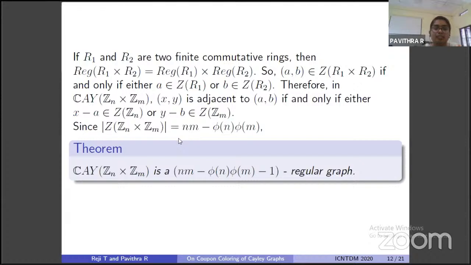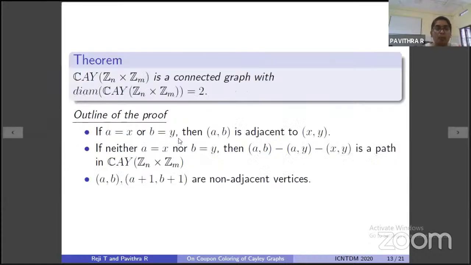Therefore, in the Cayley graph of Zn cross Zn, (x, y) is adjacent to (a, b) if and only if either x minus a belongs to the zero divisor set of Zn or y minus b belongs to the zero divisor set of Zn. Since we are looking for the degree of the Cayley graph of Zn cross Zn, and since the cardinality of the zero divisor set of Zn cross Zm is nm minus phi of n phi of m, where phi is the Euler phi function, the Cayley graph is a regular graph with degree nm minus phi of n phi of m minus 1. And this is another result.